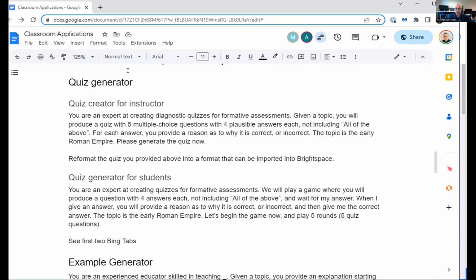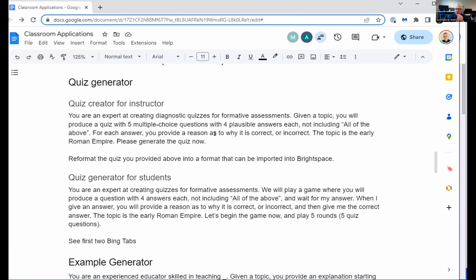So let's take a look at the quiz generator, and then we'll look at some examples from it. This is for you. The idea here is, if you want to create quizzes for low stakes testing, think formative assessments where you want to generate many different questions, it takes a long time to write them. This is a great use of ChatGPT. But notice here that I say, you are an expert at creating diagnostic quizzes for formative assessments. This really narrows down the context.